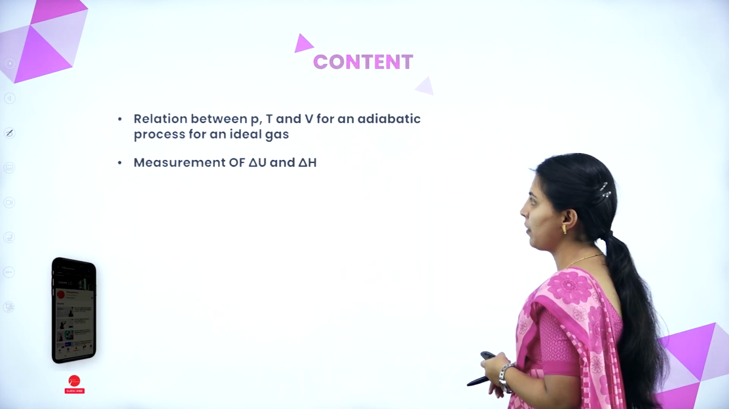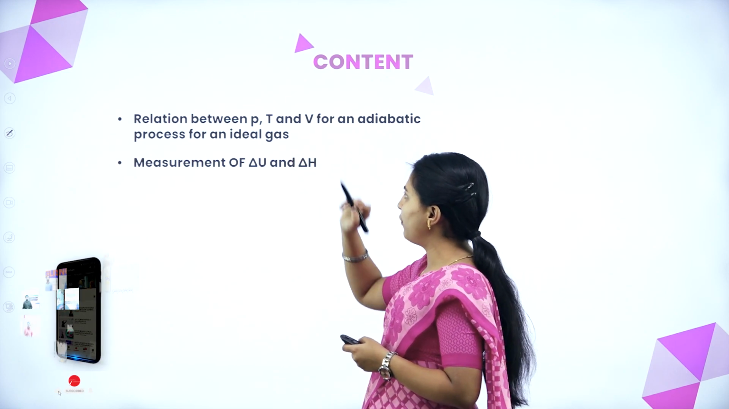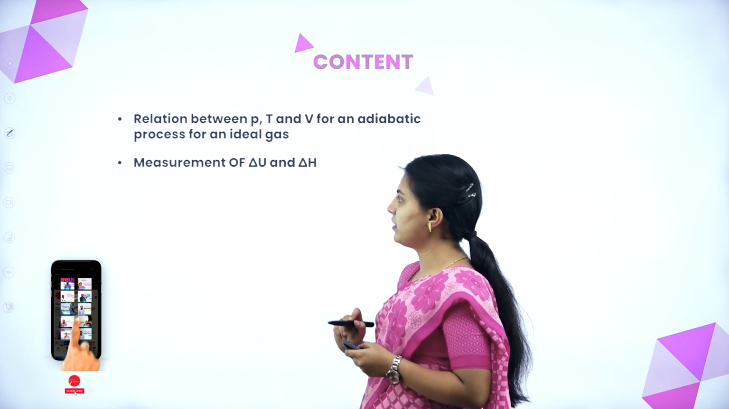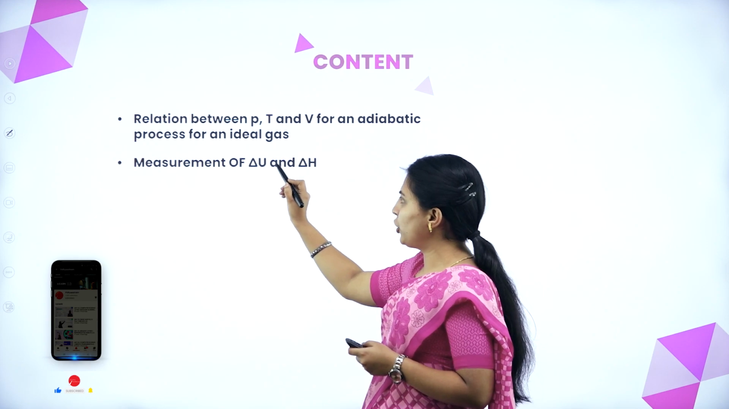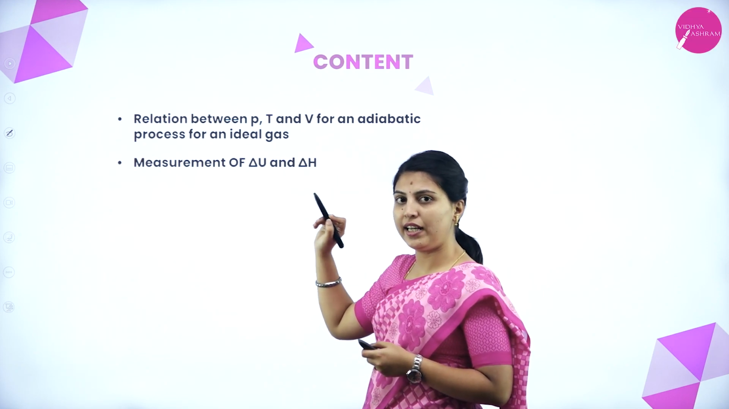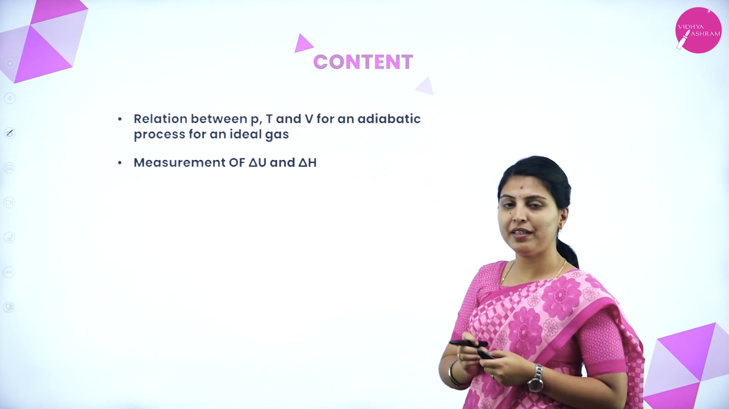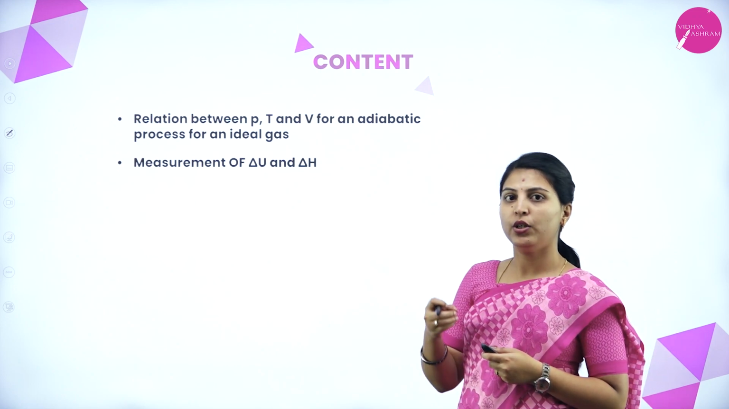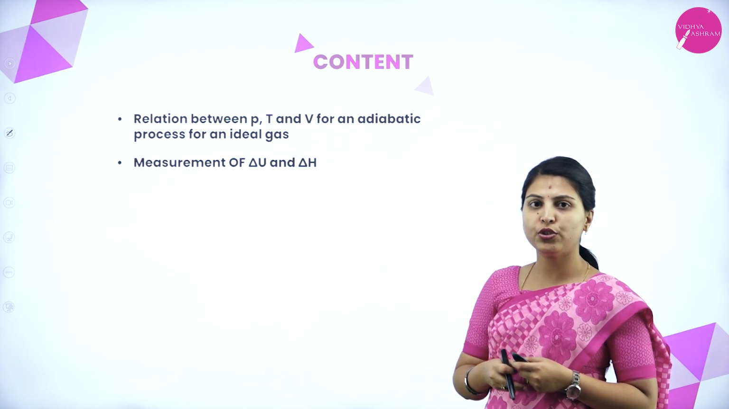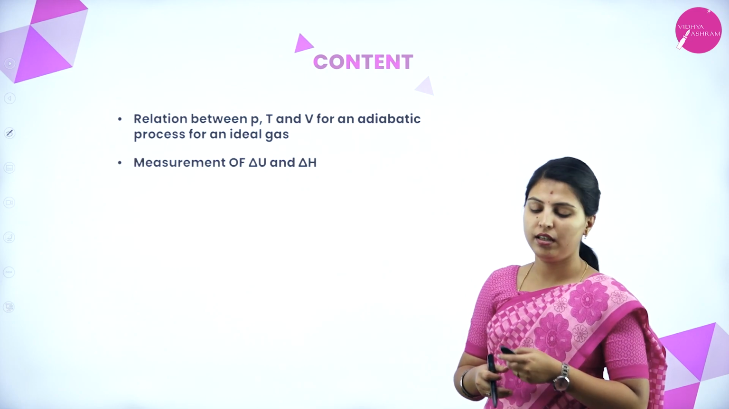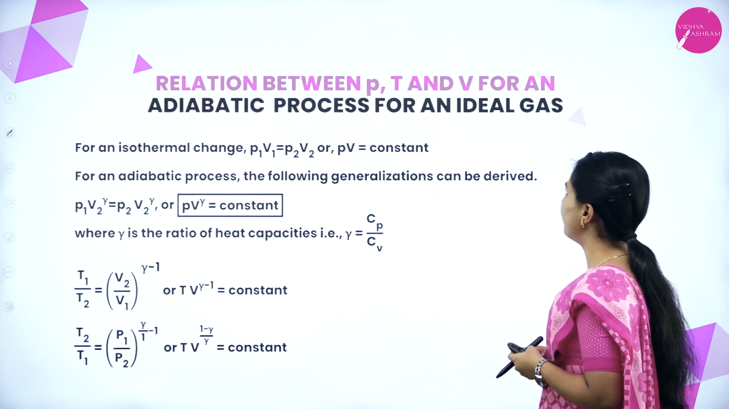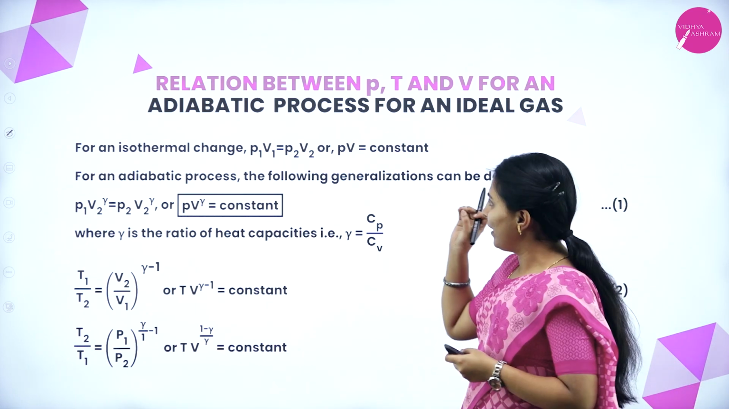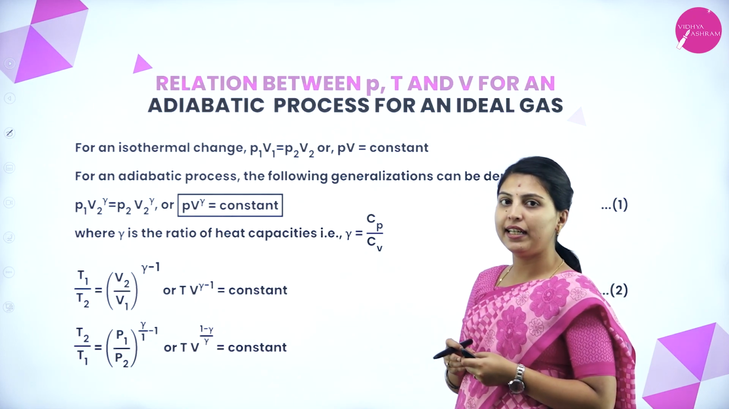In this session we will discuss the relationship between P, T and V, that is pressure, temperature and volume, for an adiabatic process for an ideal gas, and measurement of delta U and delta H, that is internal energy and enthalpy. How can it be measured? We will see in this session. Some extra information could also be seen in this session and can be used for your competitive examinations. Relationship between P, T and V for an adiabatic process for an ideal gas.